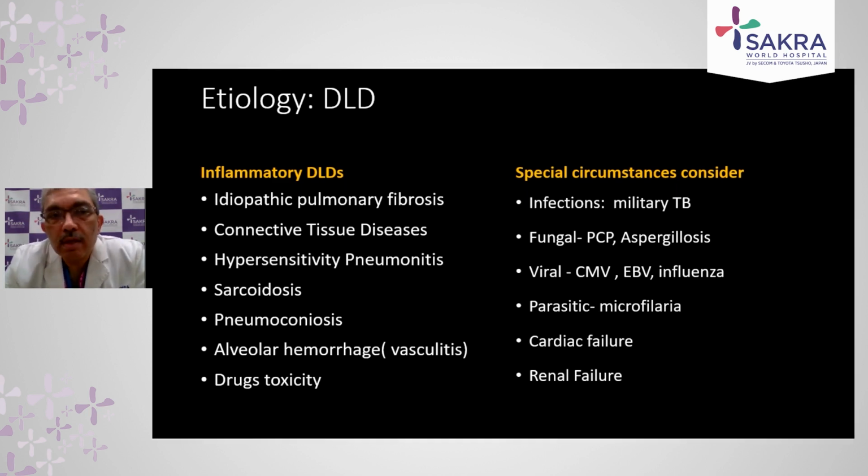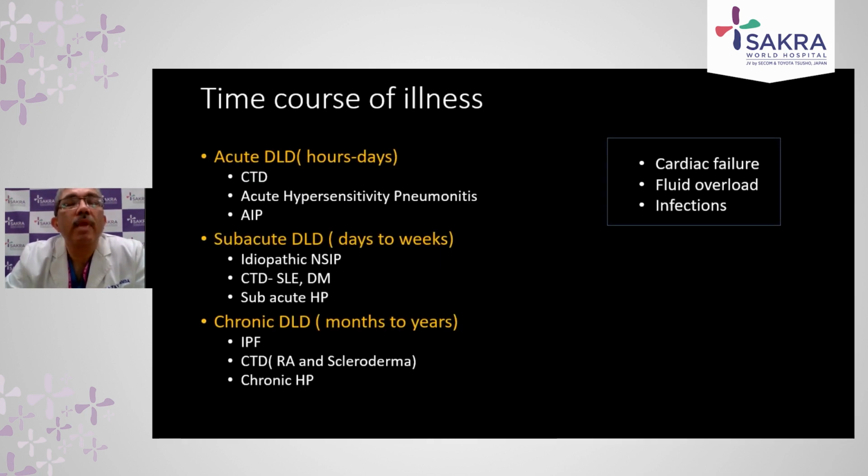Coming to the classical inflammatory DLDs, the commonest ones being idiopathic pulmonary fibrosis, connective tissue disease related lung disease, hypersensitivity pneumonitis, sarcoidosis, pneumoconiosis, alveolar hemorrhage syndromes due to systemic vasculitis, and drug toxicity. And we'll talk about most of them in today's presentation briefly.